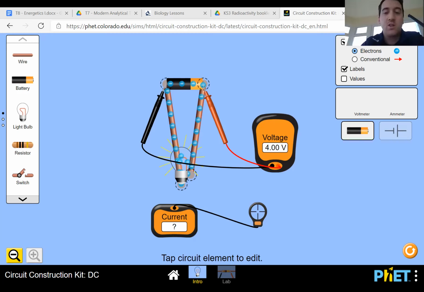So a higher potential difference supplies or transfers more energy to the electrons. And what does that do? Well, that makes them move faster. So they move faster. That's a pretty good explanation as to what's going on.